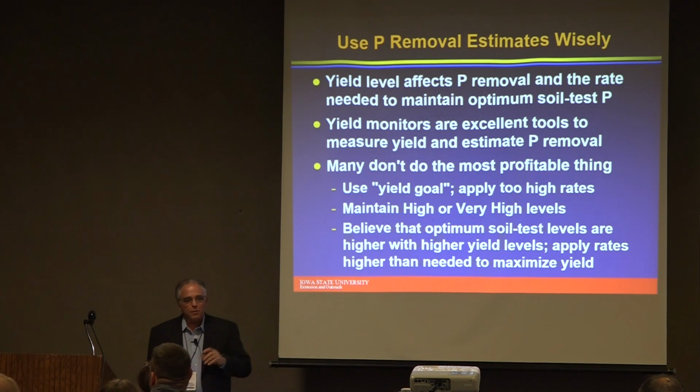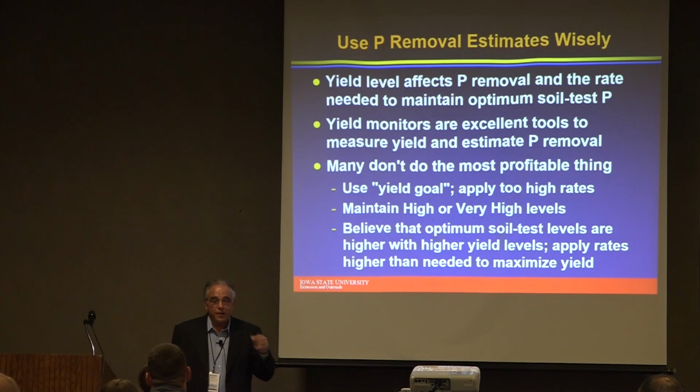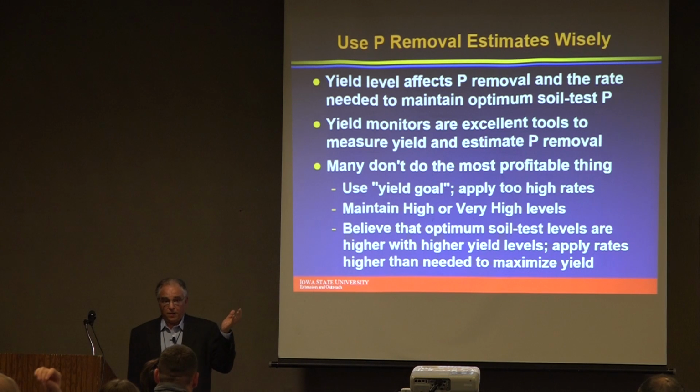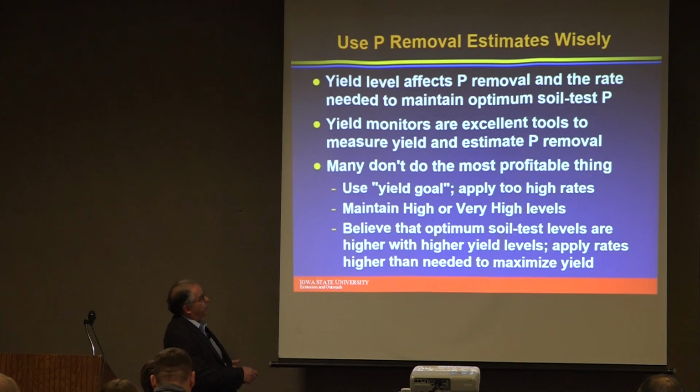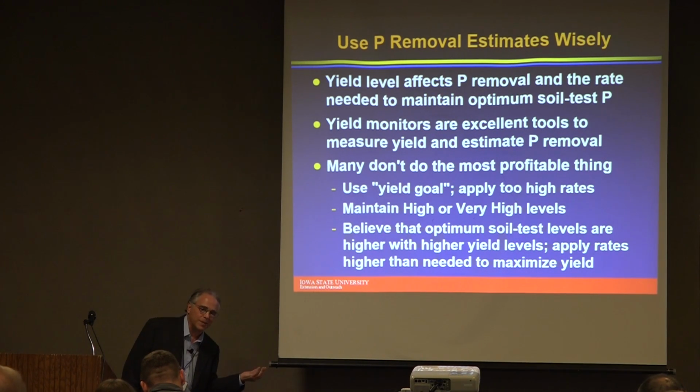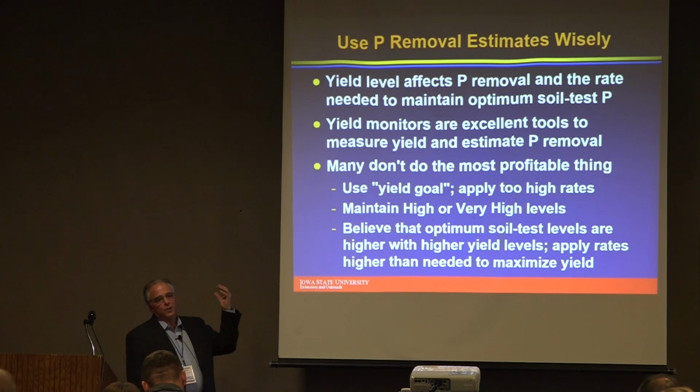We say that 20 parts per million at 6 inches is enough for corn. It doesn't matter if you have 100 bushels or 280. I don't have higher yields than that. So what happens is that they apply rates higher than needed to maximize yield because of some of these concepts. So again, this is precision management. They may increase profits and improve water quality by doing this.